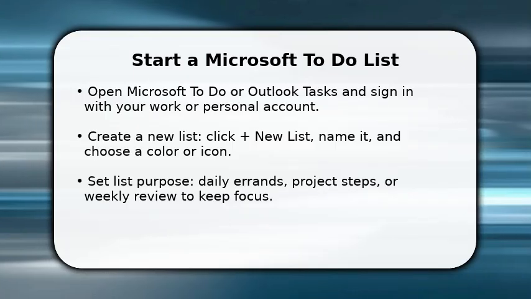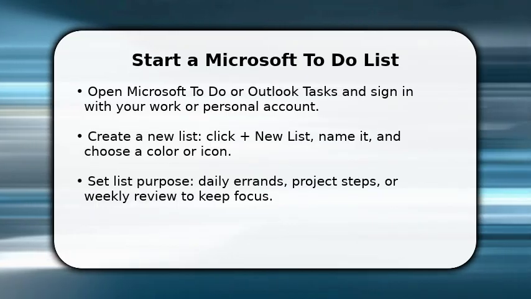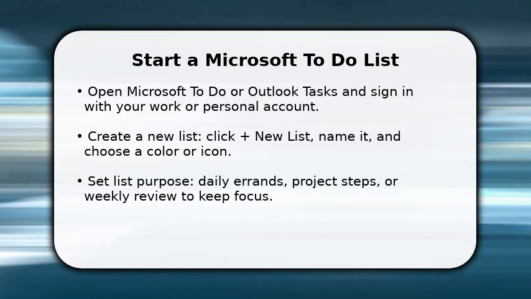You start by opening Microsoft To Do or the Tasks area in Outlook and signing in so your lists sync. Once signed in, click plus New List to create a dedicated list. Name it clearly, Project Alpha, Daily Errands, or Weekly Review, and pick a color or icon to make it recognizable. Make sure the list's purpose is explicit so you avoid vague items later. This first action puts structure in place and prepares you to add actionable tasks immediately.